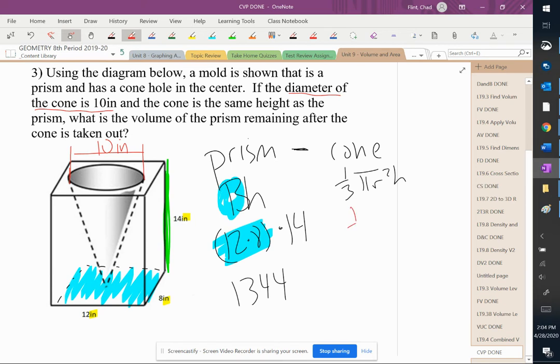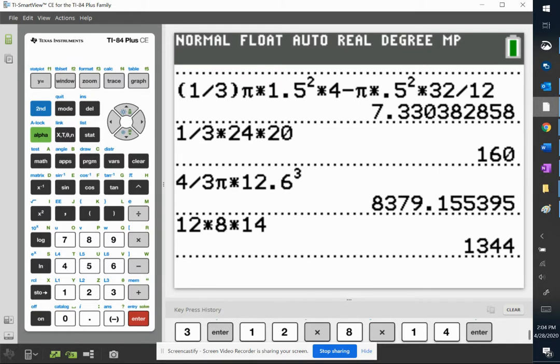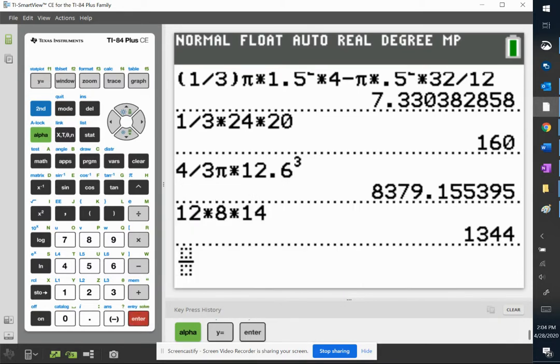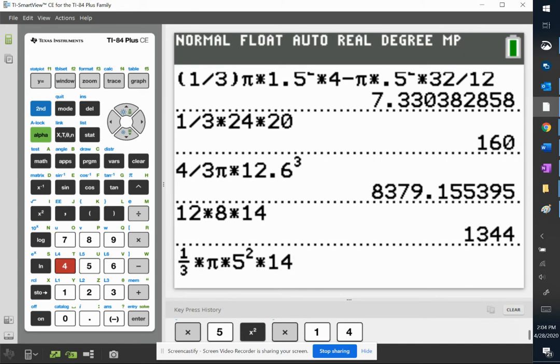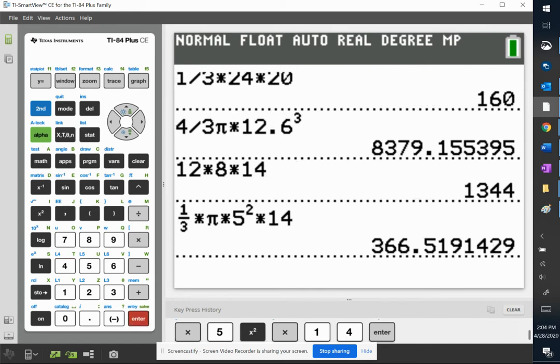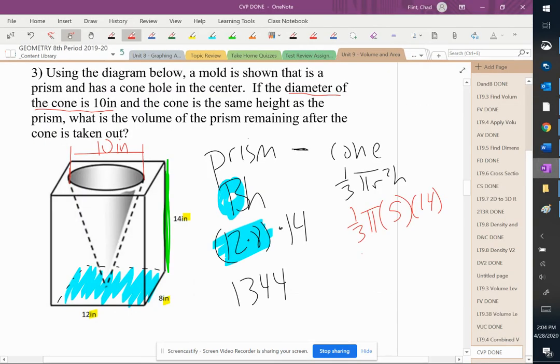So that means I'm doing 1/3 pi. The radius is only 5 because the diameter is 10. So I'm going to chop that in half. And then the height is 14. So I'm going to take my calculator and put all of that in there. 1/3 times pi times 5 squared times 14. It's going to give me 366.519. And then I'm going to subtract those two.